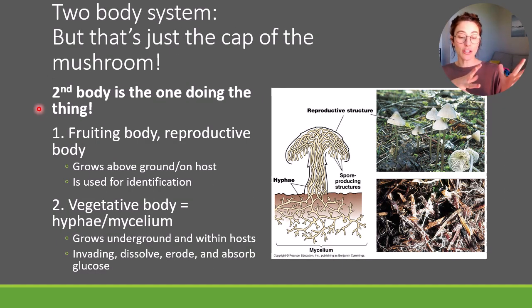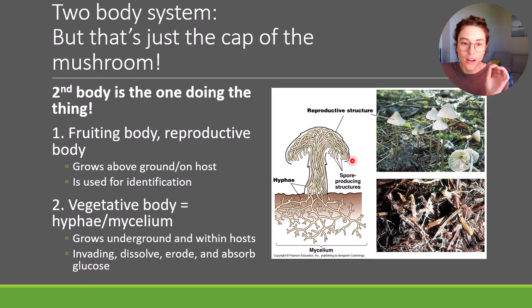So if we switch over to our second body in our two-body system, remembering that the fruiting body is the one body, not the first body, but one body. This is what grows above ground. This is what often is used for identification. People eat them. People love to play with them. People, whatever you might do with that fruiting body.